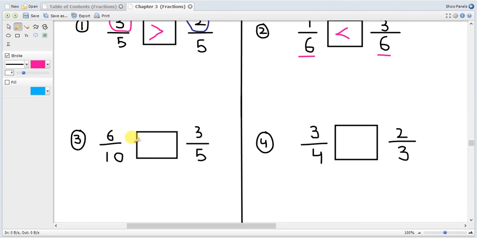So this is the cross. 6 times 5 is 30. Where should I write 30? Since 6 is participating, write it at the top of the first fraction. So 6 times 5 is 30 and 3 times 10 is 30. So this 30 comes here. 30 is equal to 30. Yes, so this sign should be here. So the conclusion is 6 over 10 is equal to 3 over 5.